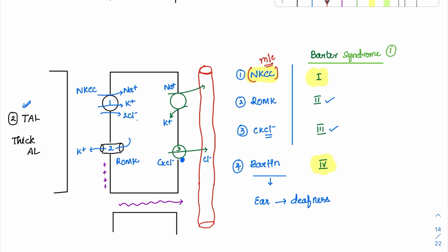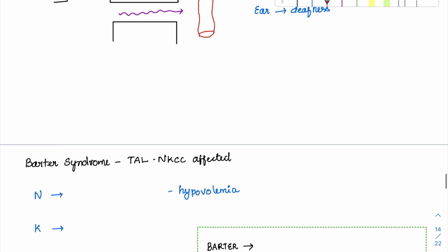So we have to understand all the symptoms present in Bartter, because in the options you will be getting Bartter syndrome, Gitelman and Liddle syndrome also. All of them will be in the options, so their individual features and differentiating features are very, very important. So let's discuss the Bartter syndrome features.